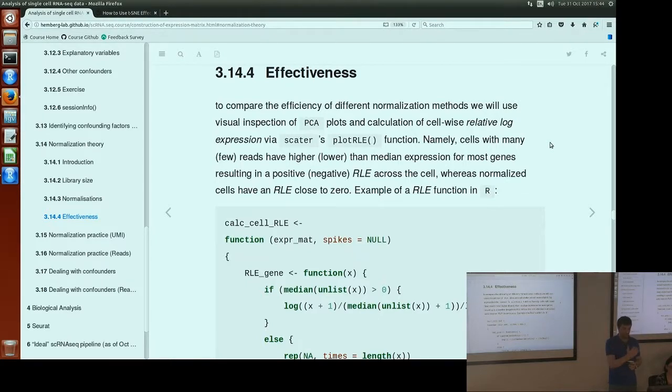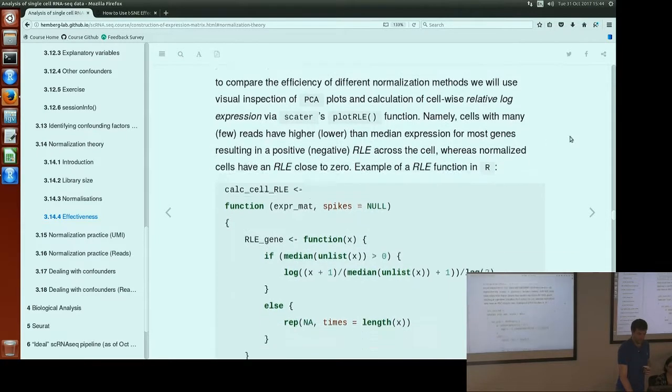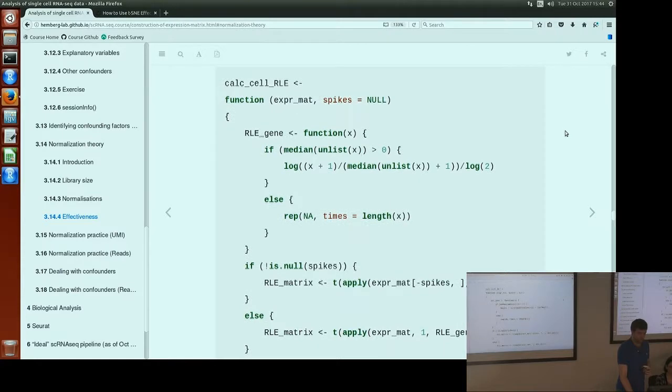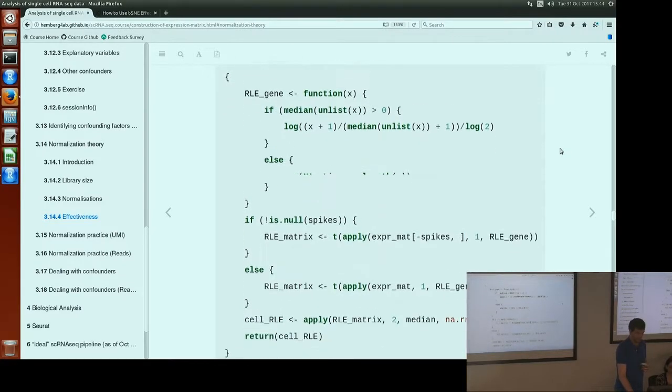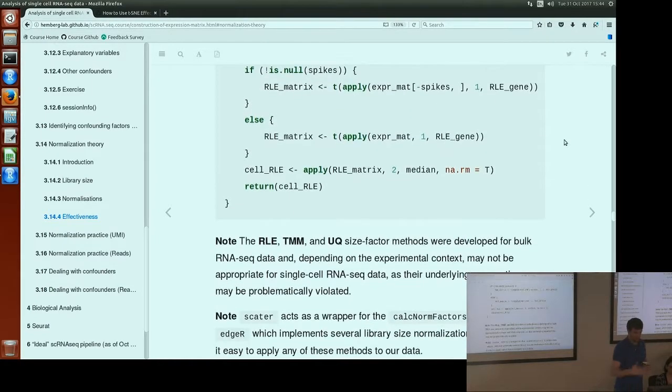What we'd like to see in well-normalized data is an RLE plot that's close to 0. So I think that'll be obvious when we look at the plots. This here is an example of how you could calculate RLE, and essentially a more sophisticated version of that function is used in the plotRLE function in scater.